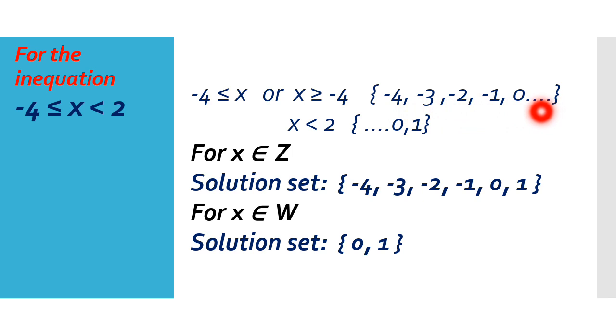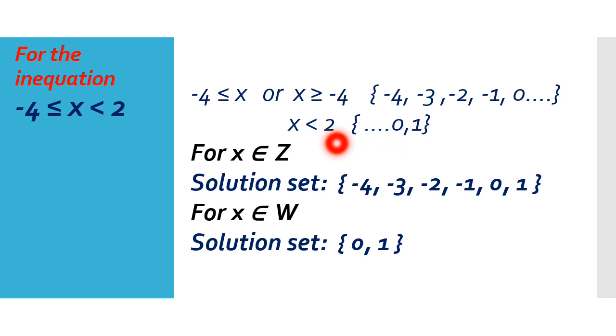Okay, and now the second condition is that x is less than 2. So if x is less than 2, we can take all the values below 2. Okay, so we will take 0, 1 and all the numbers before it. Correct. That means all the negative numbers.